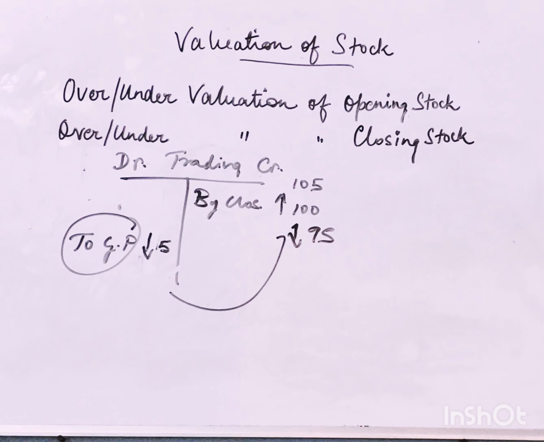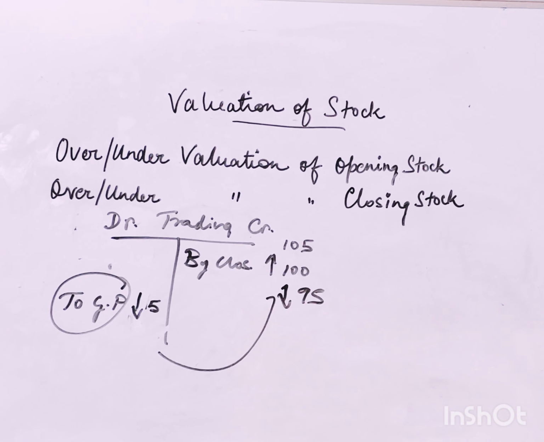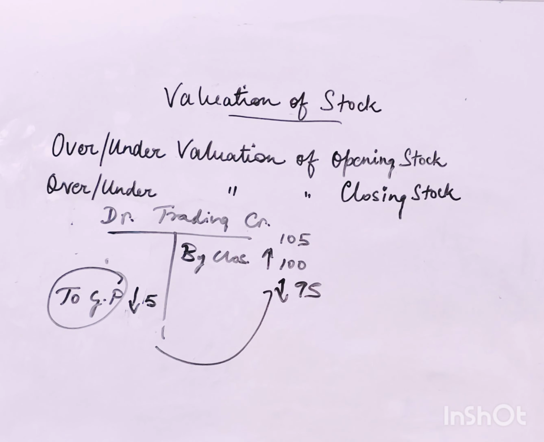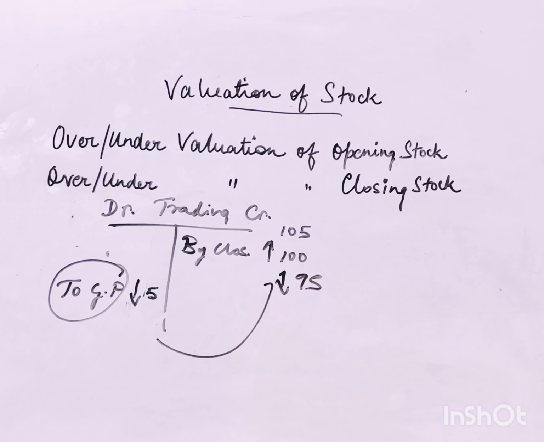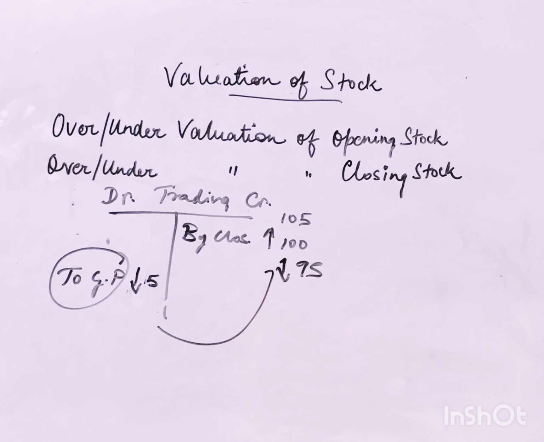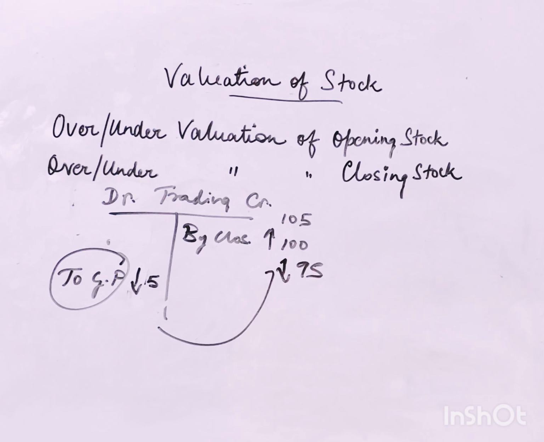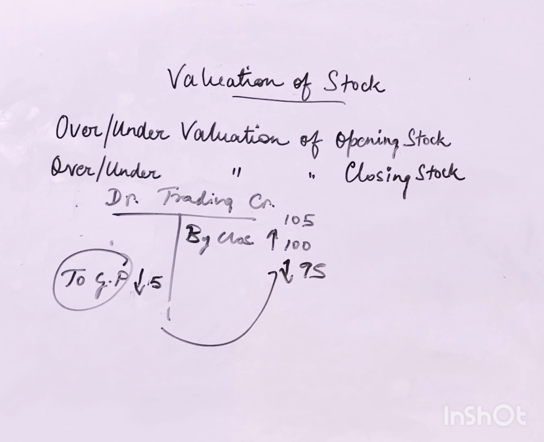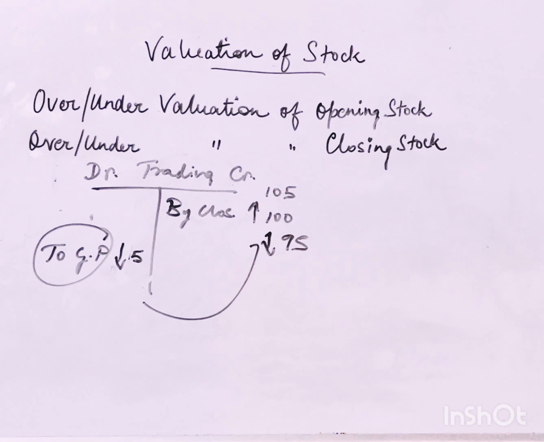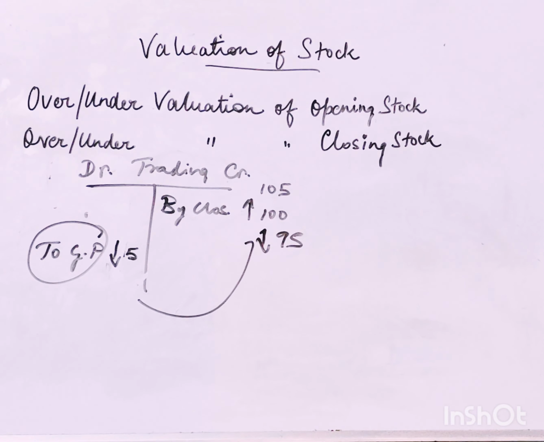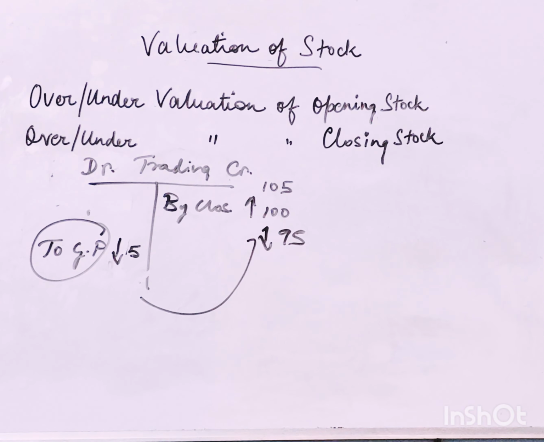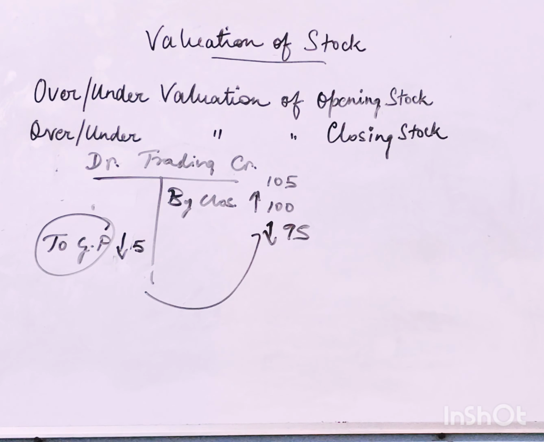So students, always remember, if the stock is incorrectly valued, it will have an impact on the gross profit. Not only that, if my closing stock is incorrectly valued, this will become my opening stock in the subsequent year, which will ultimately lead to incorrect results in the coming years also, until and unless it is corrected. So it is very, very important to correctly value your closing stock. It should not be overvalued, it should not be undervalued.